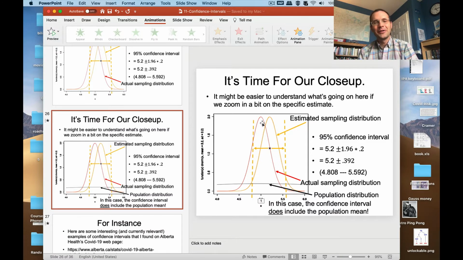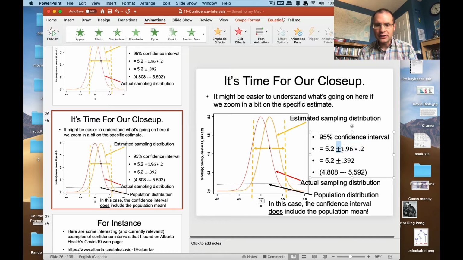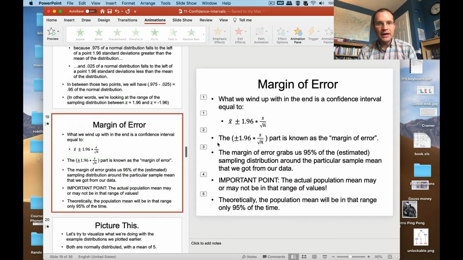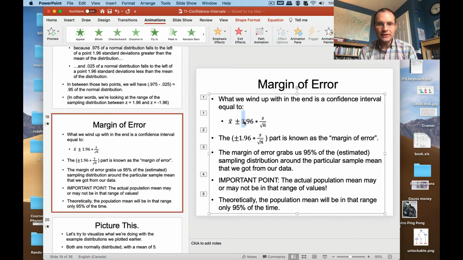Luckily, the population mean winds up being within that interval, but it doesn't have to. Usually it will if we're estimating it with a 95% confidence interval. What I want to focus on here is the bit that gives us that 95% confidence interval, which we call the margin of error. So it's plus or minus 1.96 times the sample standard deviation divided by the square root of the number of items in the sample. That's based on the equation we used to calculate it, and this is what it's equal to in general.